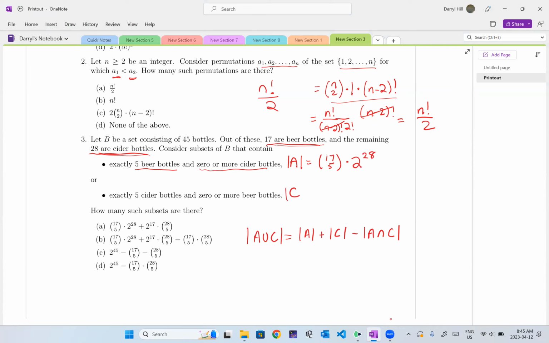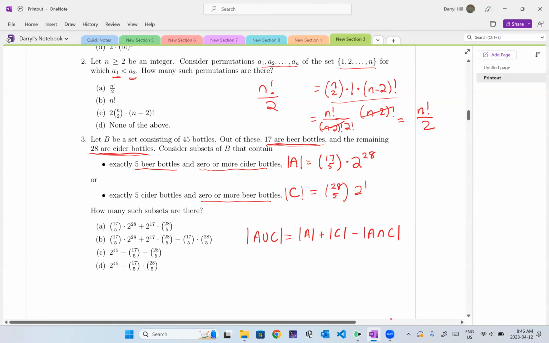And then C we can find similarly. We have 28 cider bottles, and we're going to choose 5 of them. And then 0 or more beer bottles, so basically all subsets from my set of 17. So this is 2 to the 17.